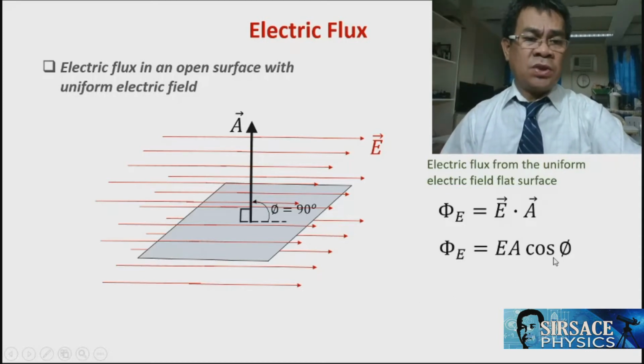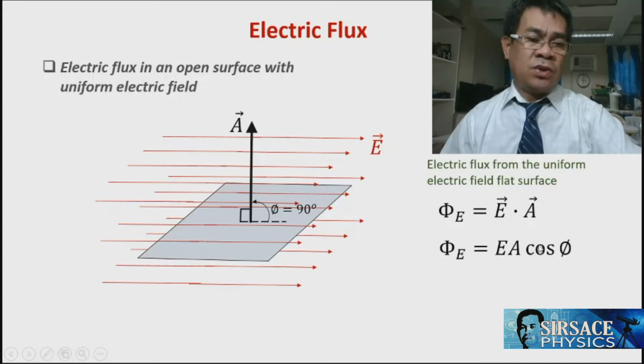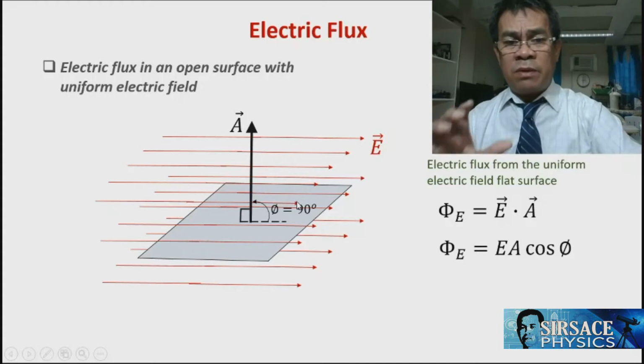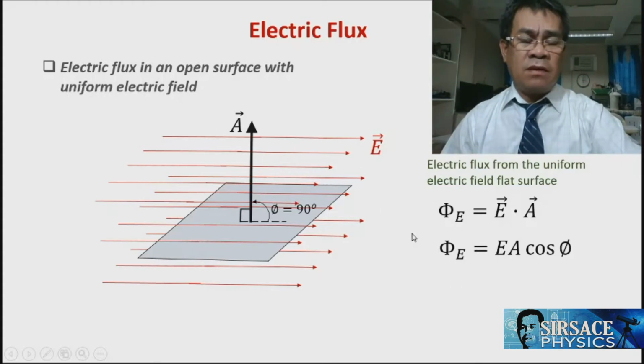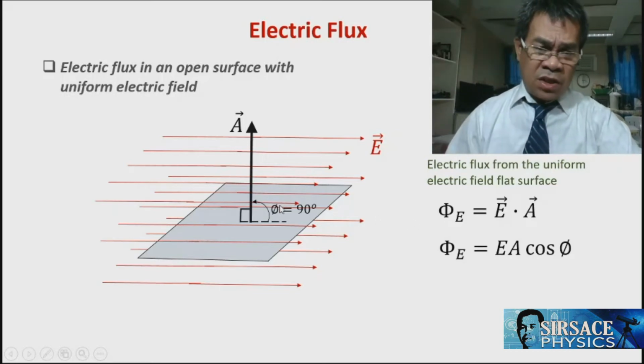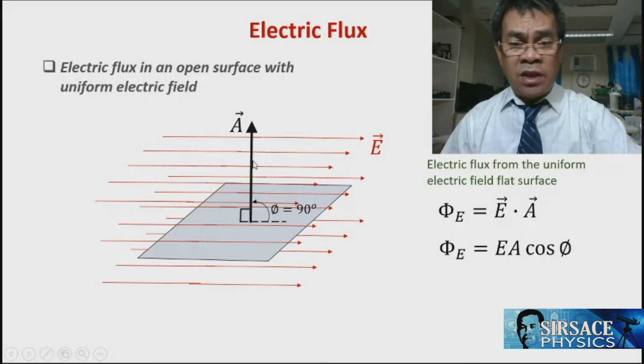Why? Because the cosine of 90 is 0. So if you multiply everything here, the flux becomes 0. Therefore, if the normal vector is perpendicular to the field, the flux is 0. So it is the angle of the normal that is the most important. Take note, if the angle is 0, it provides a maximum flux. As the angle increases up to 90 degrees, it will keep on reducing until 0.